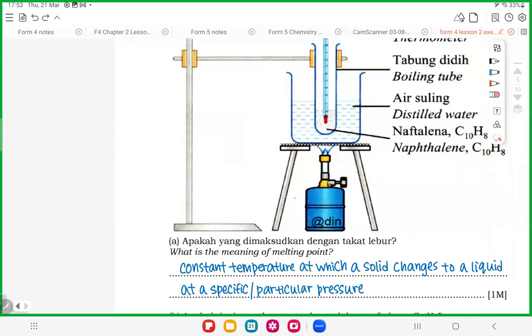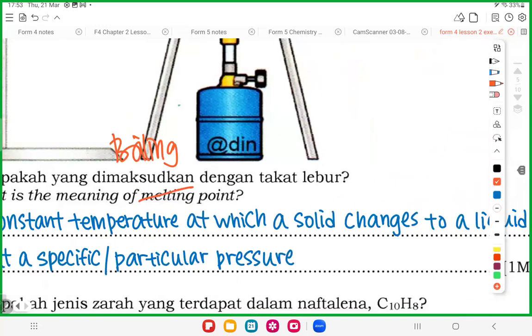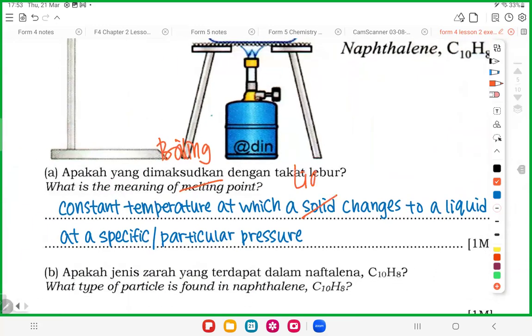So I hope everyone knows what the definition of melting point is. Remember the common mistake students make: they write melting point is a point where solid changes to liquid. No, don't do that. If the question asks what is boiling point, it's the same thing. Boiling point is a constant temperature where liquid changes to gas at a specific pressure. I hope everyone knows the definition for melting point.